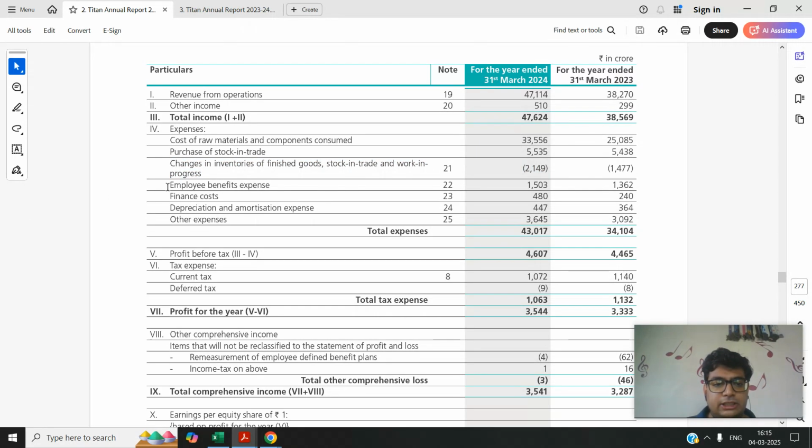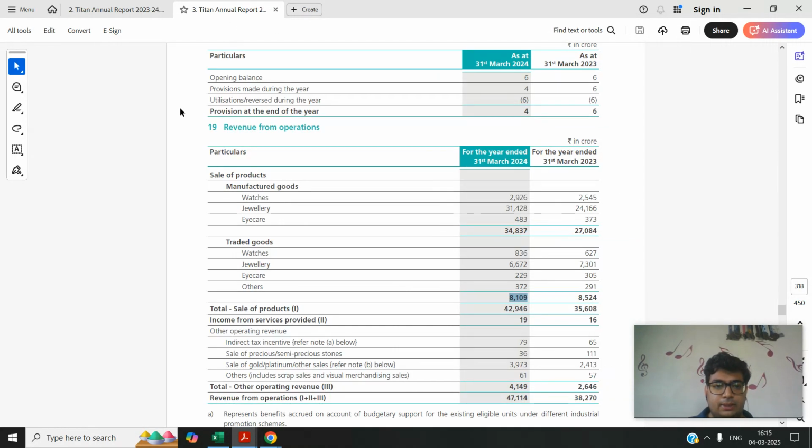Let's move on to the next expense, employee benefit expense. The expense that you are incurring for the benefit of employees will be employee benefit expense, and for Titan that is 1,500 crore. Let's look at note number 22 to see its breakup.